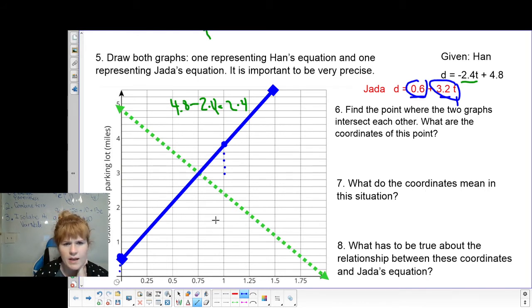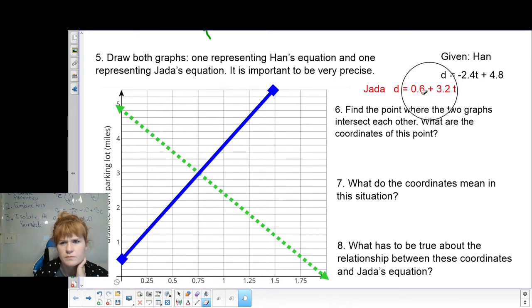Okay, so I have accurately graphed the equations, one for Han, one for Jada. Let me erase my extra stuff here. Now read the next question, question number 6. Find the point where the two graphs intersect each other. What are the coordinates of this point?